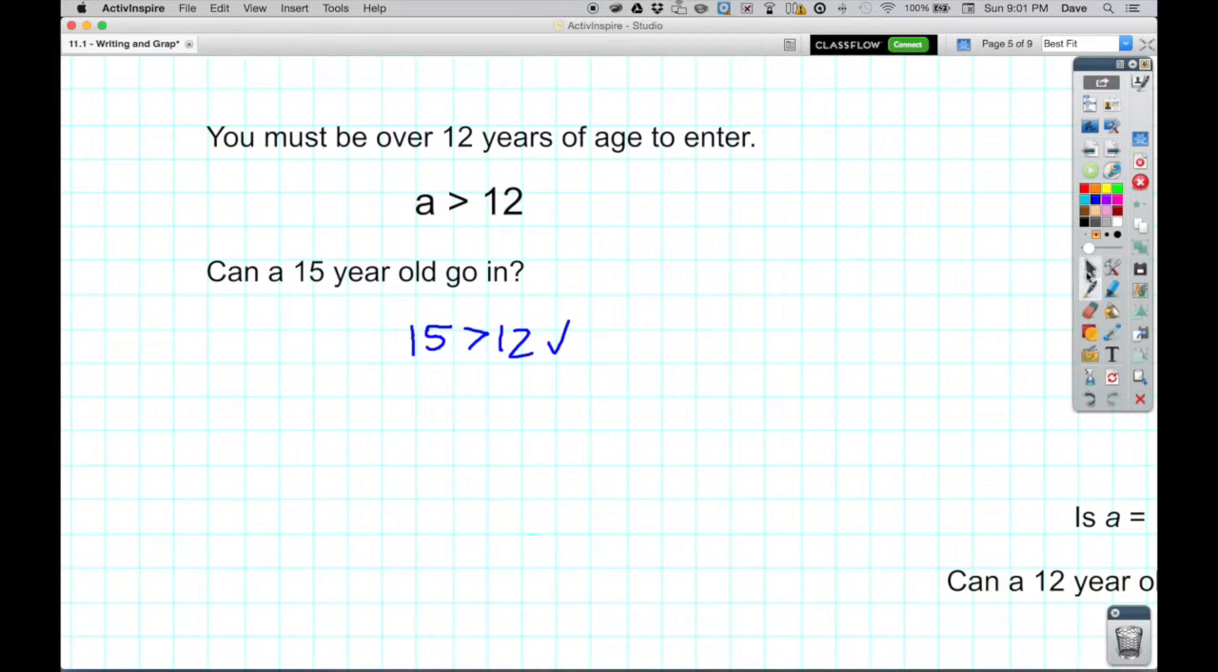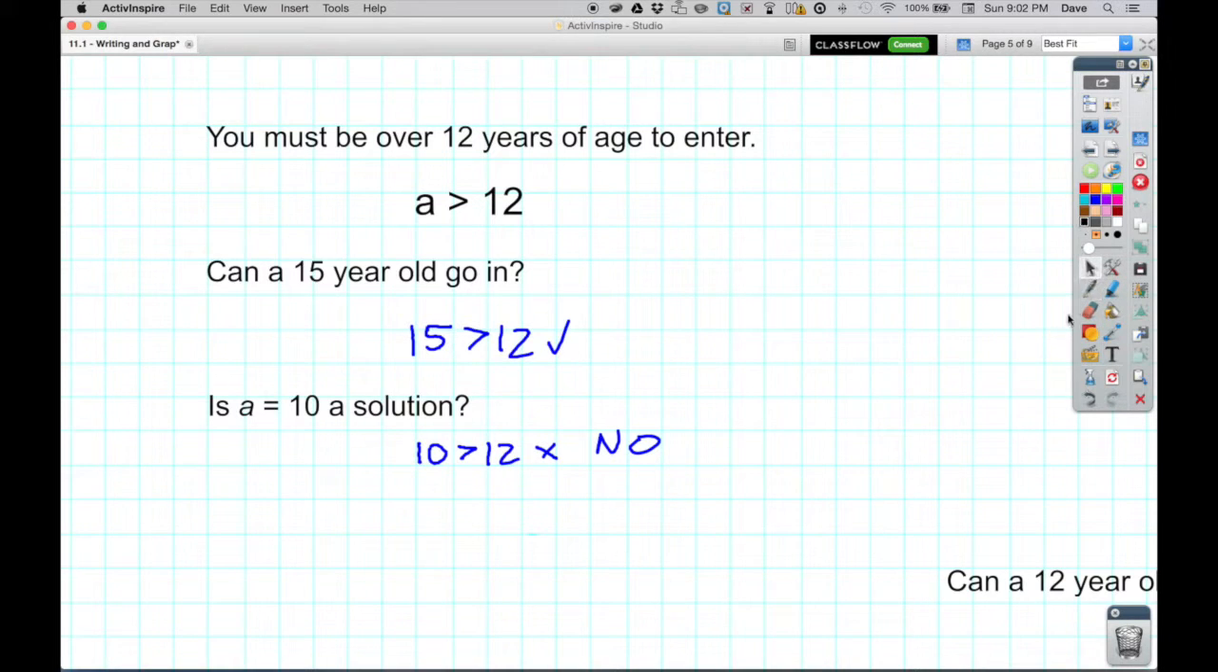Now, a different way to ask that, maybe for a different age, it might ask it this way. This is the more mathematical way to ask it. Is A equals 10 a solution? In other words, this is basically saying the same thing as this one. It's asking, can a 10-year-old go in? Well, it'd be the same thing. You plug in 10 for A, and is 10 greater than 12? No, it's not. So no, a 10-year-old could not go in.